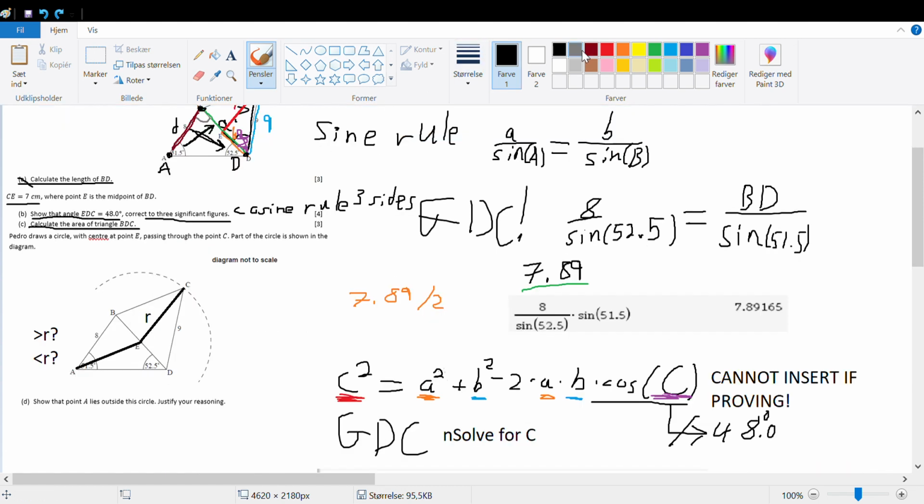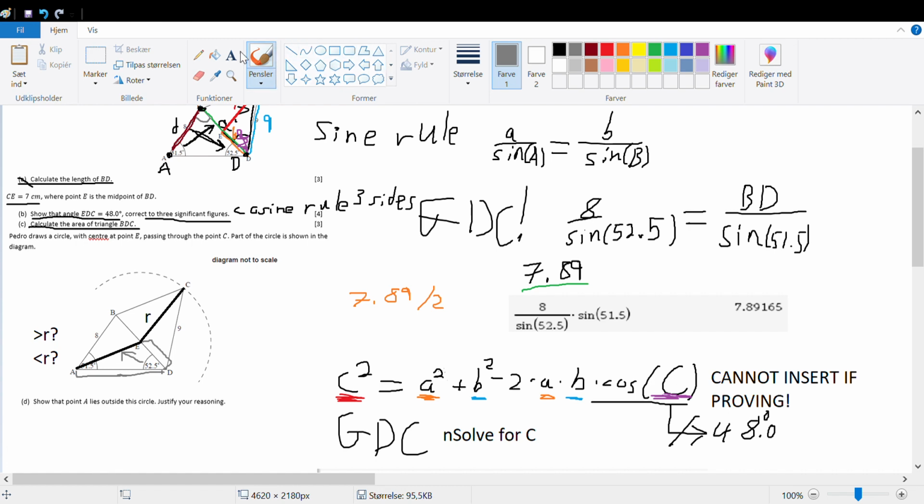Why don't we simply use the fact that we know how long this side is, calculate how long this side is, and then use this information to figure out how long this side is. That should be simple enough. But how do we figure out how long this side is?